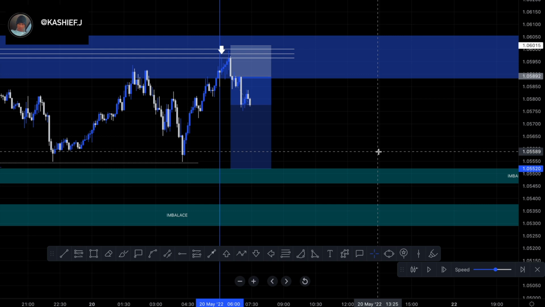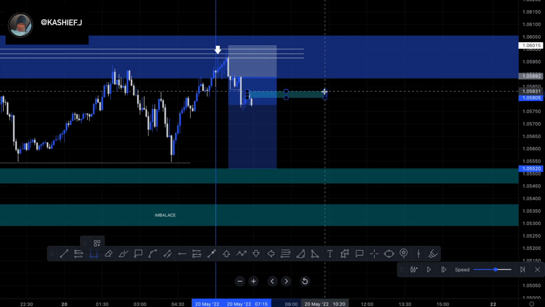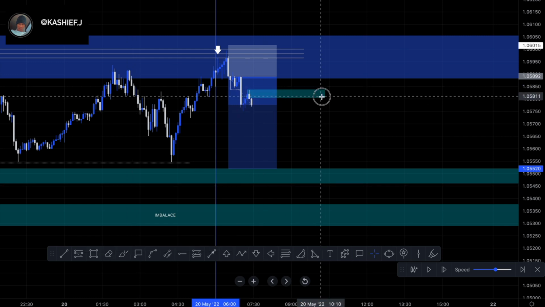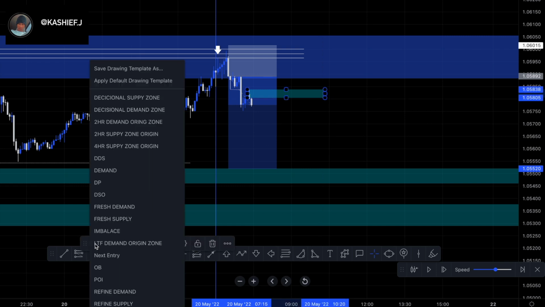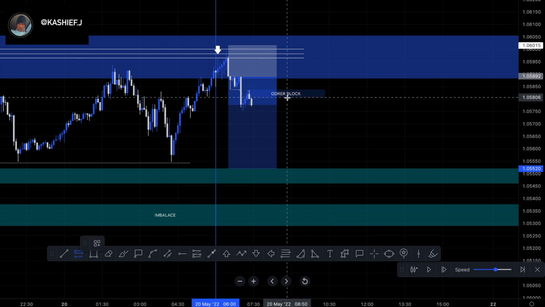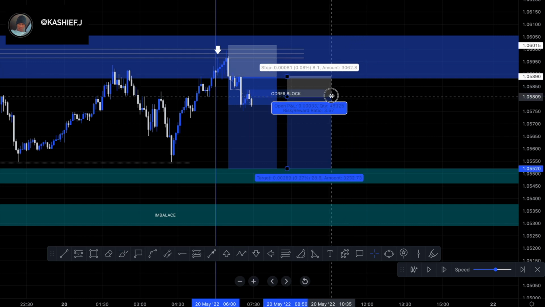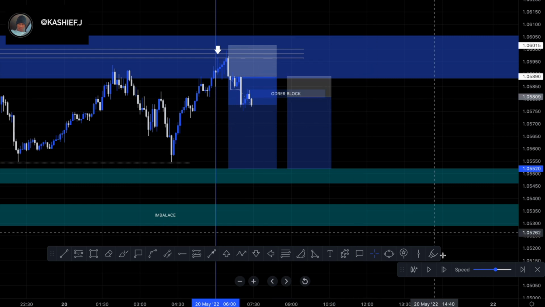hours after, I realized that we were starting to break some structure right here, and the market created another order block here. So I said to myself that if the market comes back to test this zone right here, I will take another entry right here. So that's when I put my sell limit right here, and I waited until the market came back.